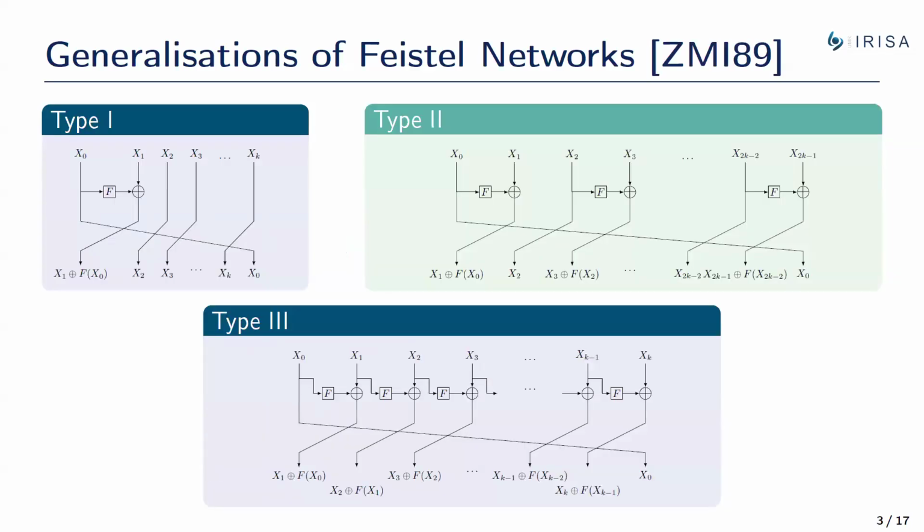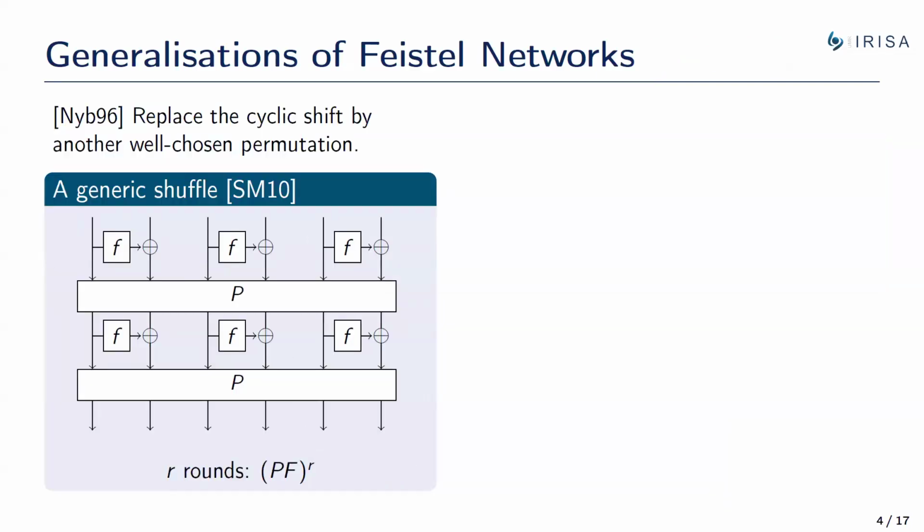You can notice that in all of these designs, the swap of the branches has been replaced by a cyclic shift of the branches. Later on, people noticed that this cyclic shift is not really efficient for diffusion. So Suzaki and Minematsu had the idea to replace this cyclic shift by another well-chosen permutation in order to improve the diffusion. And then in 2010, Suzaki and Minematsu introduced a more generic framework where you can use any permutation to shuffle the branches, and then your GFN is merely described by the Feistel step with the nonlinear function and the XOR, and the permutation P, so you can denote it as PF to the R for R rounds.